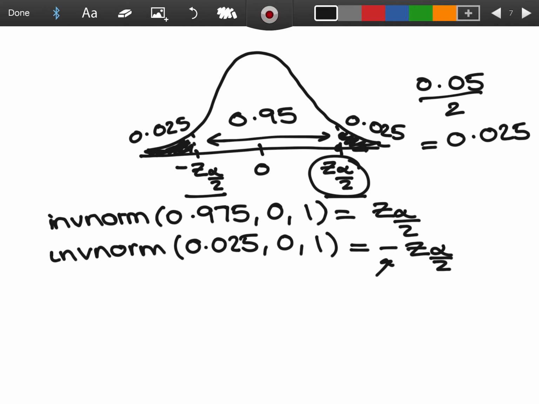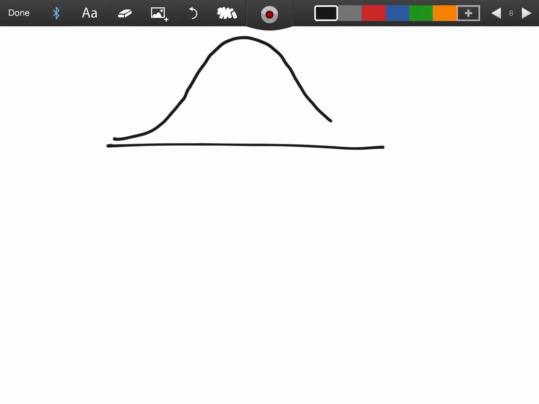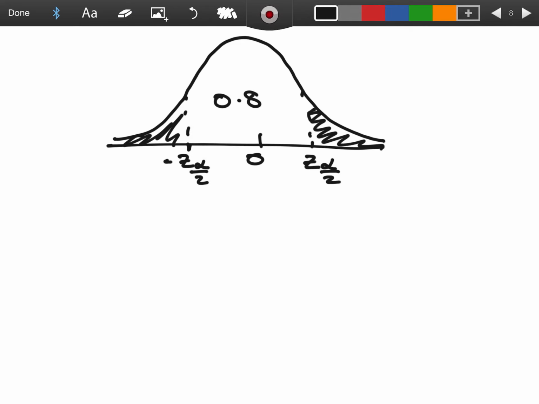Okay, if you were doing it, let's say they were doing an 80% confidence interval and they wanted to find z of alpha over 2. For an 80% confidence interval, between two values, z of alpha over 2 and negative z of alpha over 2, you've got a mean of 0 and a standard deviation of 1. I want an 80% confidence interval, so my area here is 0.08. That means that my area between here and here is 0.2. Therefore, the area of each one is 0.1 because this thing is symmetric.